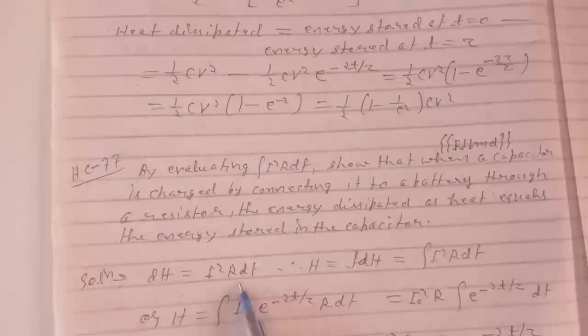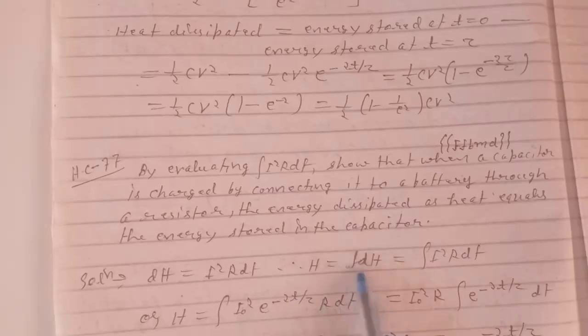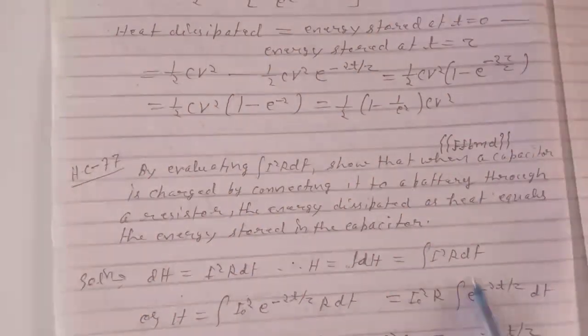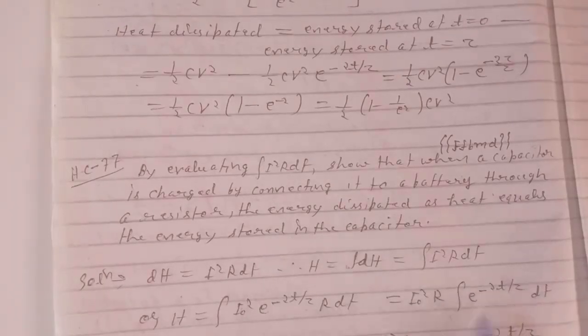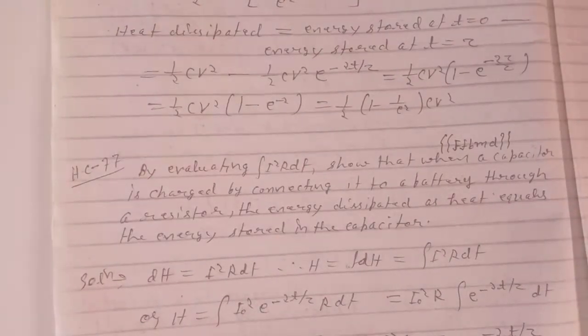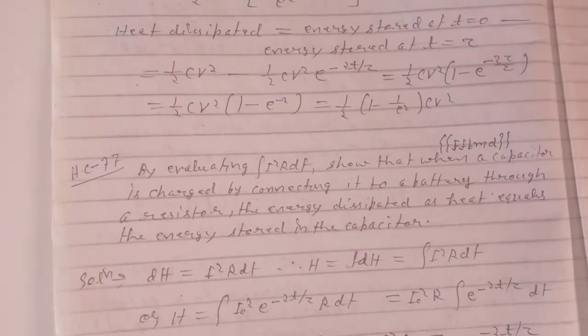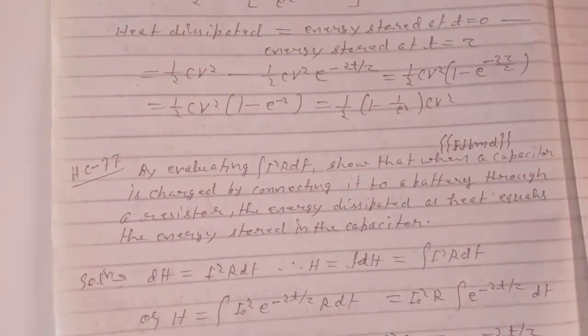We have dH equal to I square R dt. Hence H will be the integration of dH, the integration of I square R dt, or equals the integration of I naught square e to the power minus 2t by tau R dt. That is I naught square R integration of e to the power minus 2t by tau dt. Integrating, it will be I naught square R under bracket e to the power minus 2t by tau by minus 2 by tau, or equals minus I naught square into R into tau by 2 e to the power minus 2t by tau.